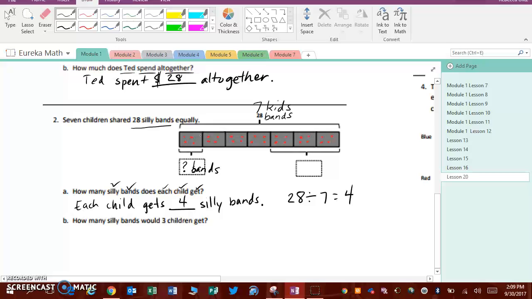Now, part B is asking how many silly bands would 3 children get? Now I see what's going on over here. Okay, so we don't know how many they get either, so we're going to put a question mark there. So let's write our answer sentence. 3 children get blank silly bands.